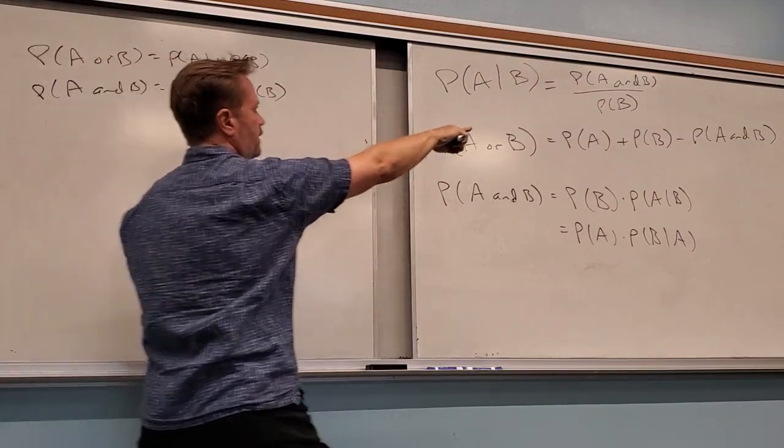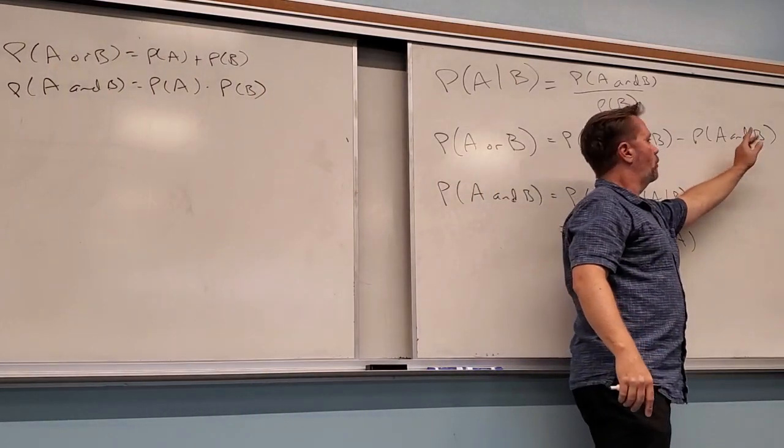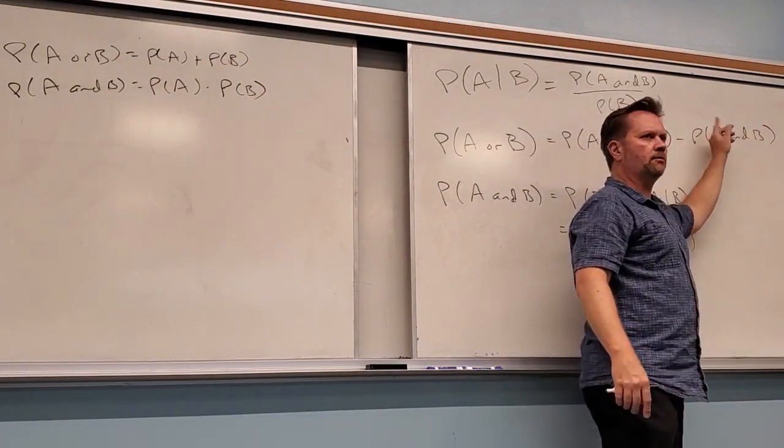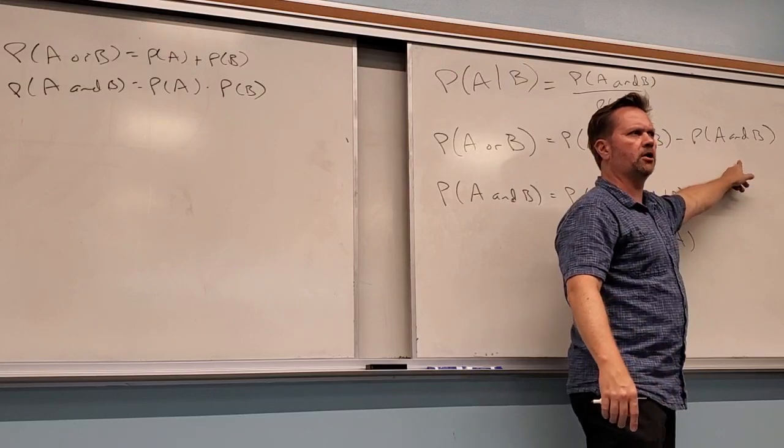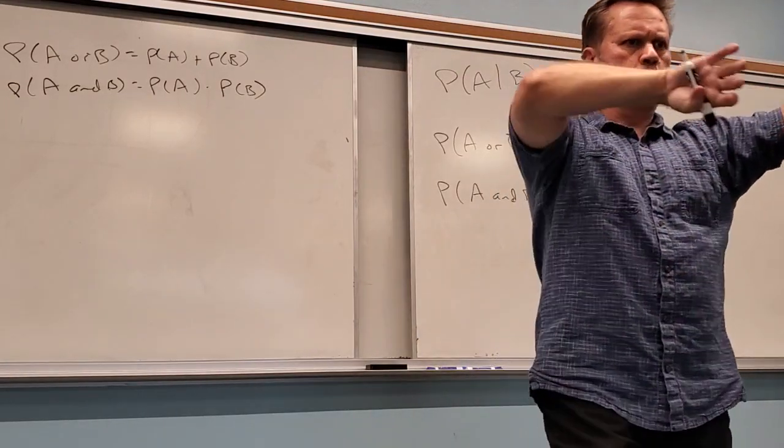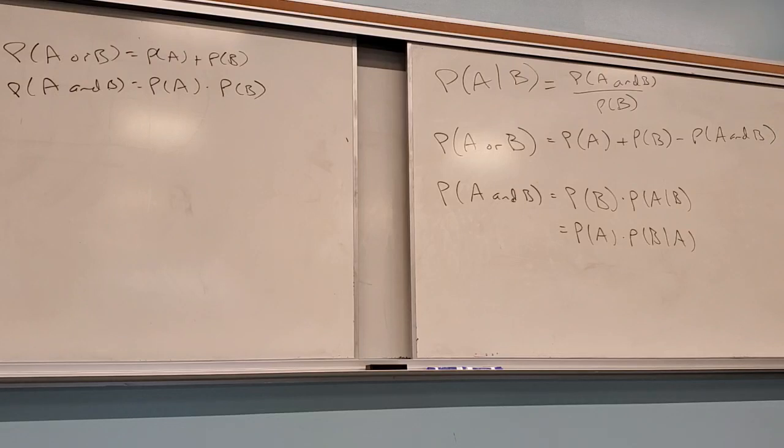Subtracted by. Yes, the adjustment we have to make. When is this not needed? When it's equal to 0. When is this equal to 0? If A and B are mutually exclusive. Yes, when they're mutually exclusive. You guys with me?